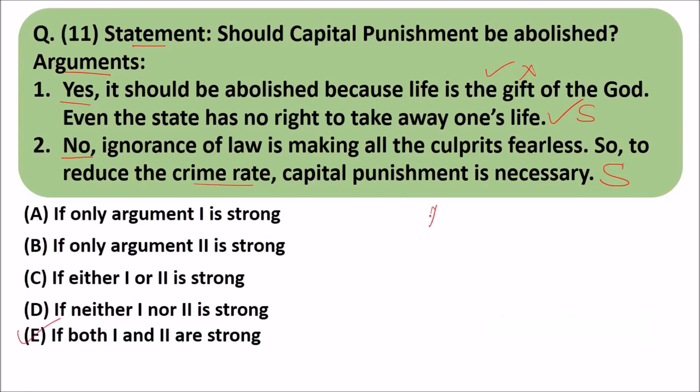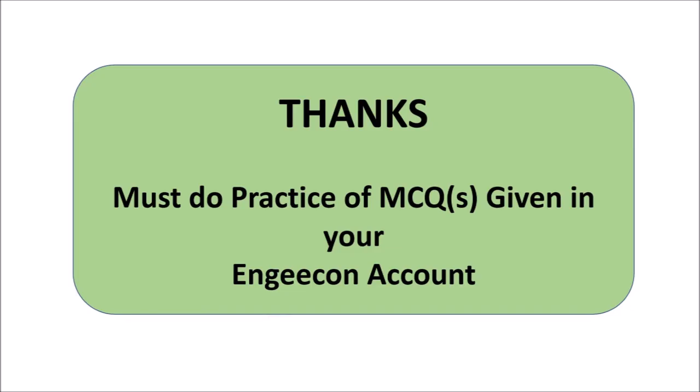Now here there is no advantage or disadvantage. Since there is no advantage or disadvantage and both are strong, it is not necessary to mark either 1 or 2 is strong. Both of them can be strong at the same time. Both of them are talking about capital punishment. So since it is not advantage and disadvantage, don't mark either 1 or 2 is strong. Mark both 1 and 2 are strong. It's very easy. Just practice and you will be able to master this topic.